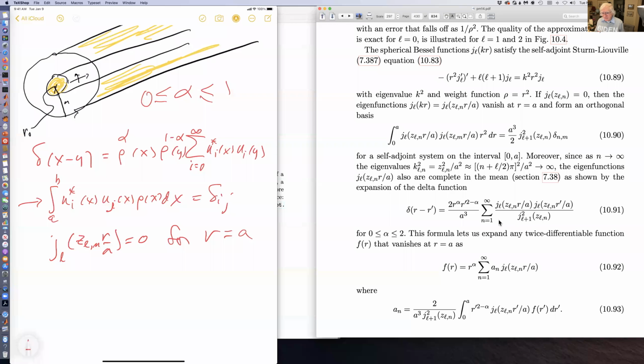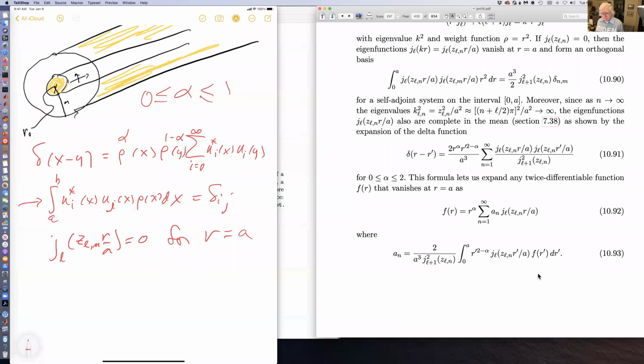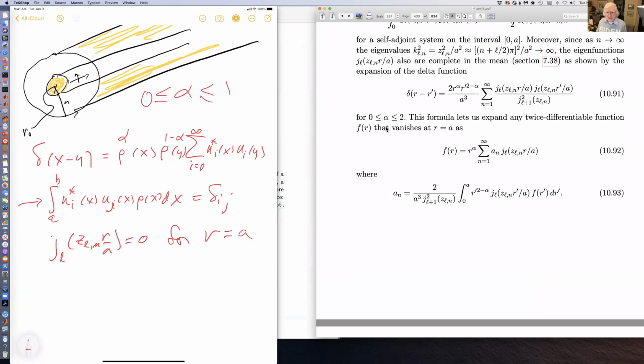So this is the sum for the delta function, and that allows us to expand any twice differentiable function that vanishes at r equal to a, like this. And in fact, it also vanishes at r equals 0, since the JLs go as r to the L. These are functions that vanish at r equals a and r equals 0.